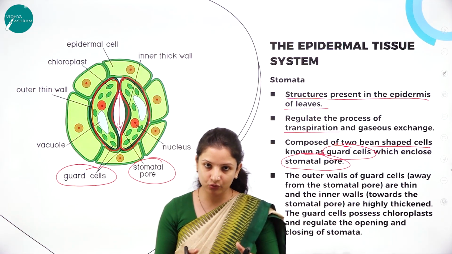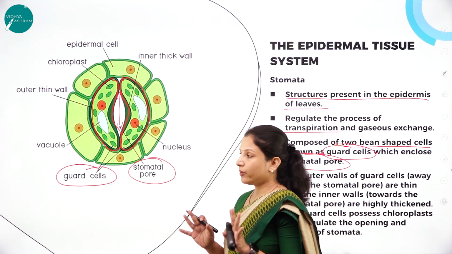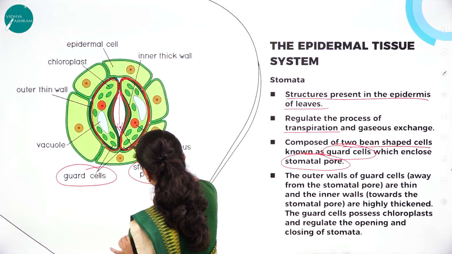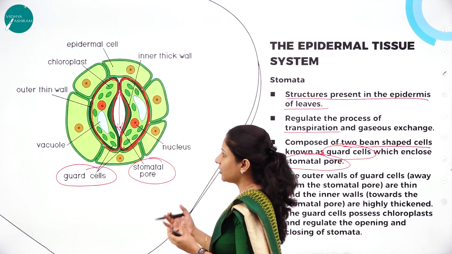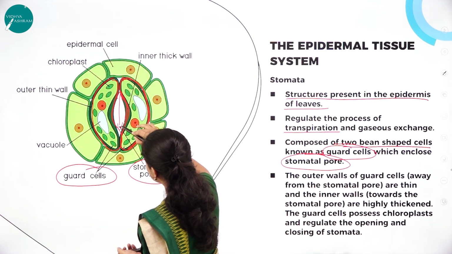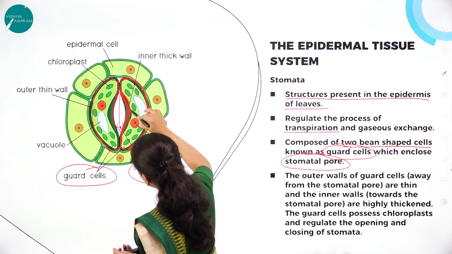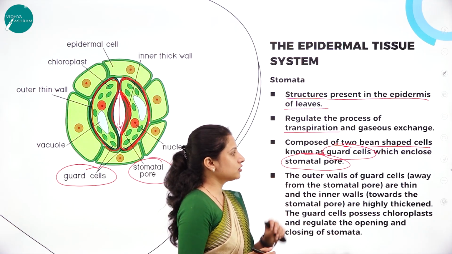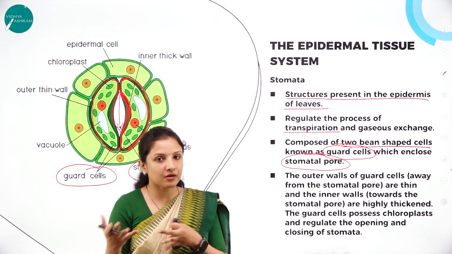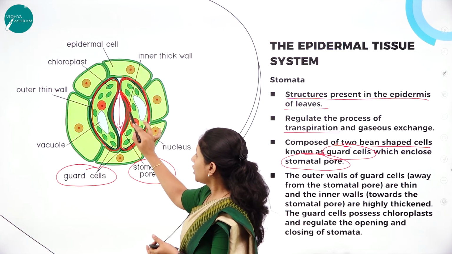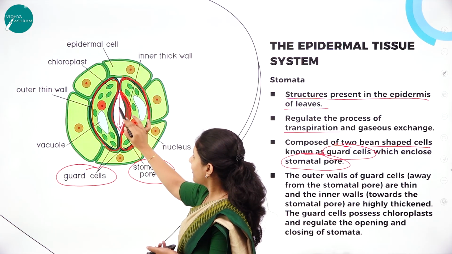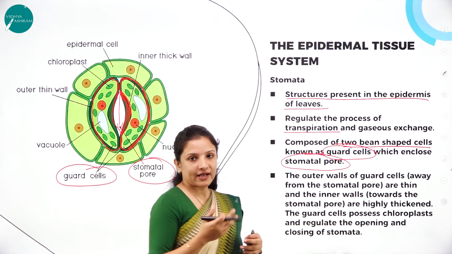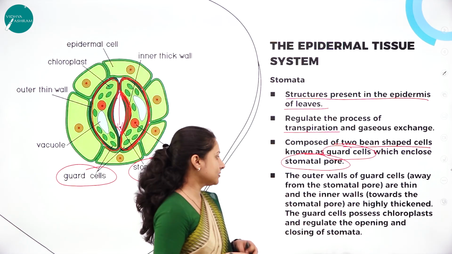and the guard cell is covered by a layer. It is not covered by two layers. It is covered by a layer wherein the layer that is present towards the outside of the guard cell, if you look here, is thinner, and the layer that is present towards the inside of the guard cell, can you see this layer? It is thicker. So the outer walls of the guard cells, which are away from the stomatal pore, are usually thinner, whereas the inner ones are usually the thicker ones.